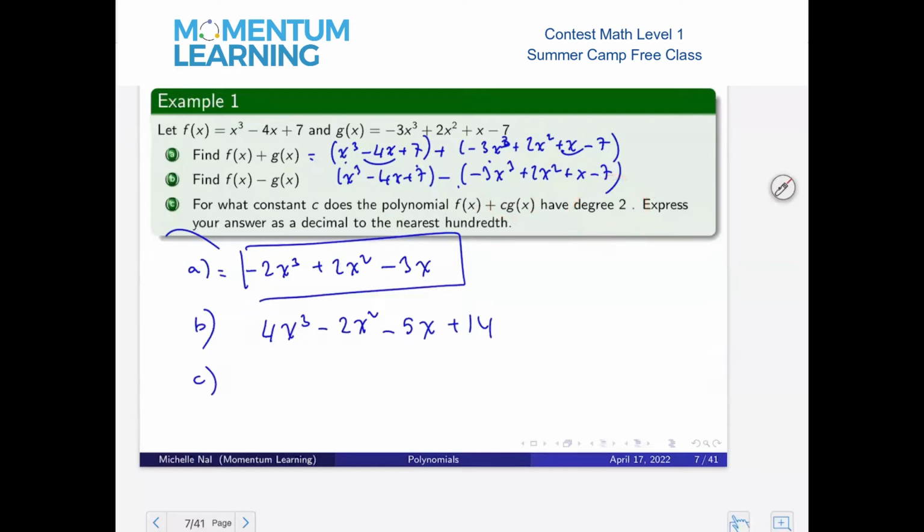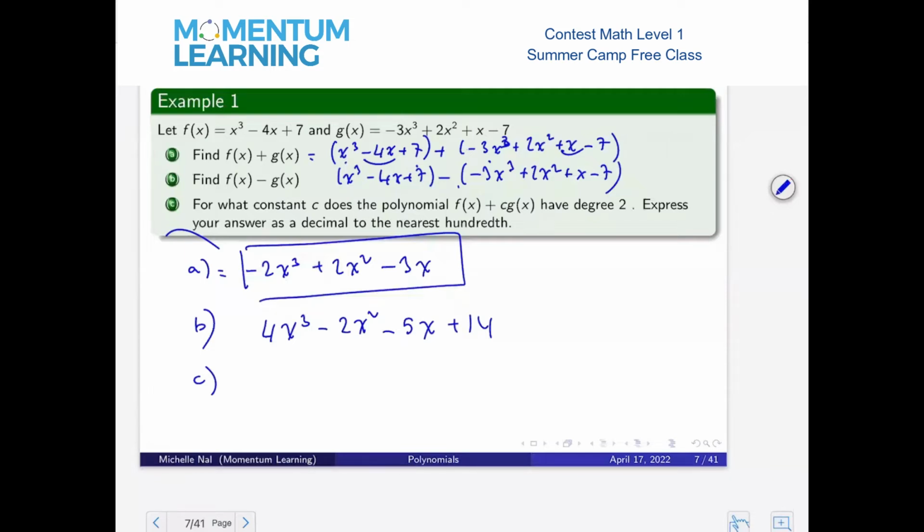Now, what do they mean by degree of 2? That means when we add f of x and g of x, we get a cubic polynomial. But this time we only want degree of 2. So students usually answer, oh, if there's a degree of 2, that means the cubic term has to be gone, right?